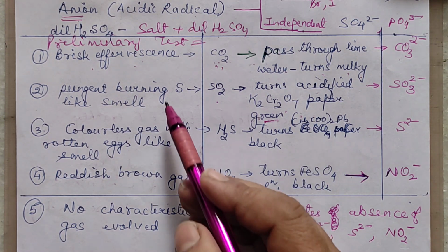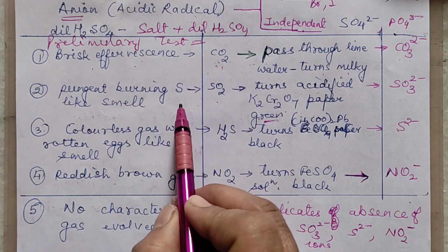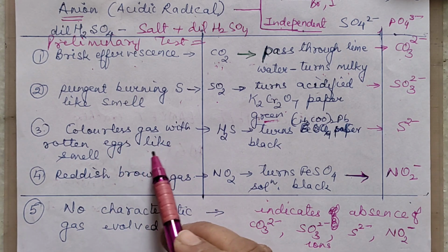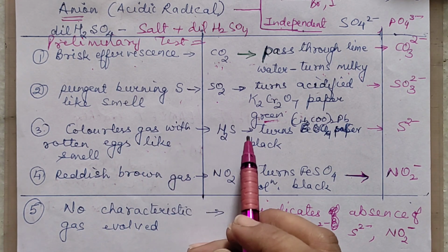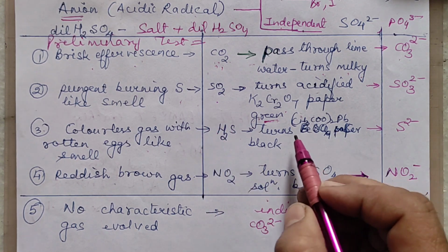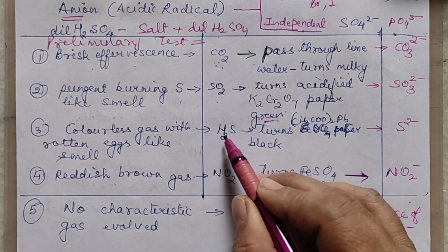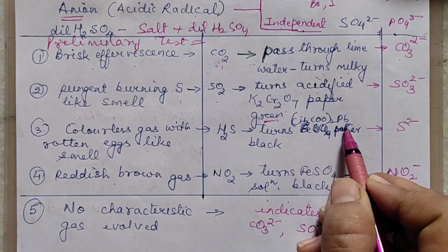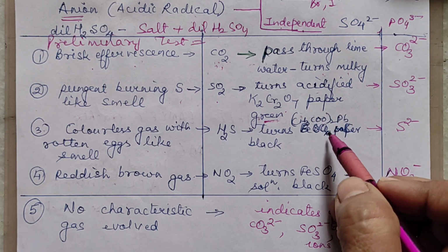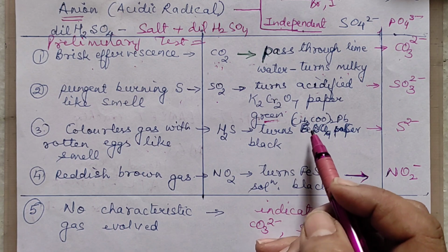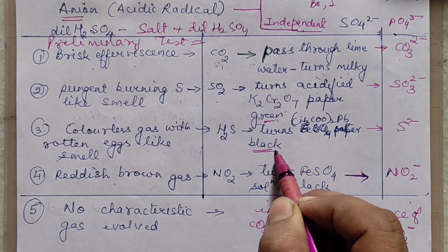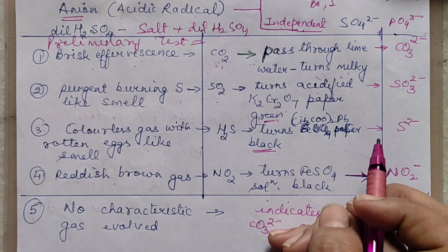Suppose you do not get this either. Maybe you get a colorless gas with a rotten eggs-like smell. That smell is of H2S gas. The gas is tested by placing a filter paper dipped in lead acetate on the mouth of the test tube. It will turn black in color. It means it is sulfide ion.